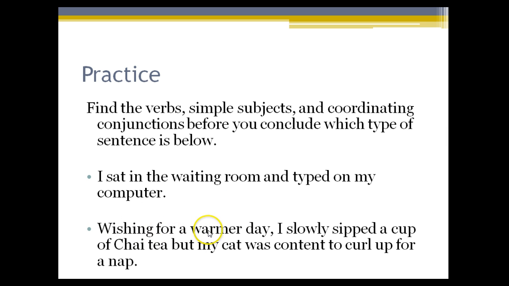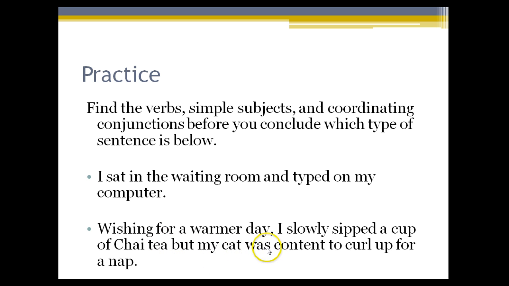This is not a clause. Sipped. Who sipped? I sipped. All right, we have a clause here. If you look at it, there's a comma in front of it and nothing else there going on. So we know that's going to be an independent clause. I slowly sipped a cup of chai tea. All right, we have tea here. That's where the phrase ends.